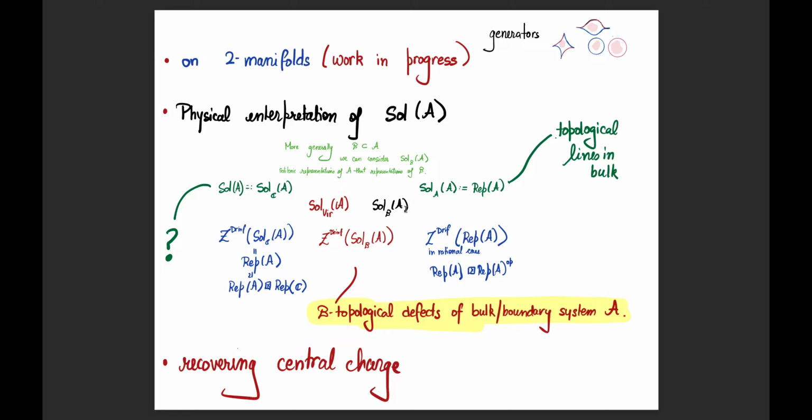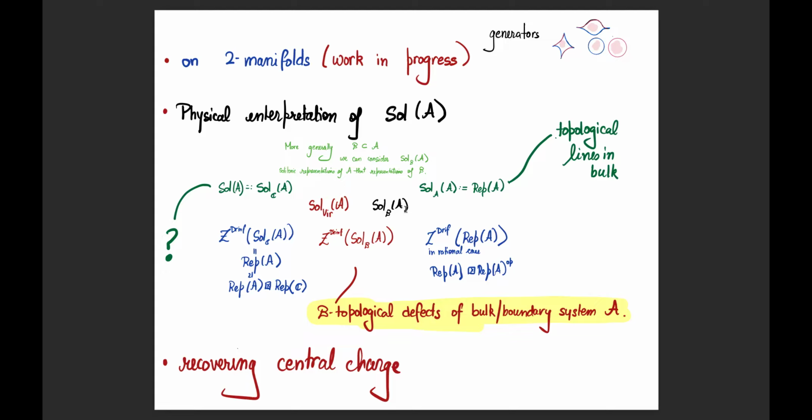So I know that rep A is going to be topological lines in the bulk. I want to call Sol Virasoro or Sol BA essentially B topological defects for the bulk boundary system A. So whenever there's an insertion from the algebra B, you are transparent for it. But whenever there's an insertion from something else, there's an obstruction. And now the interpretation for Sol CA is something I genuinely don't know.